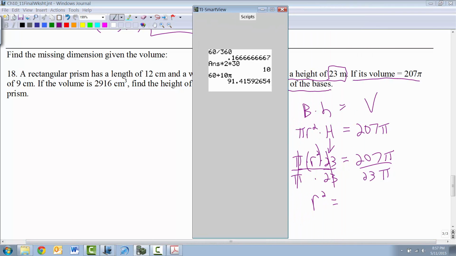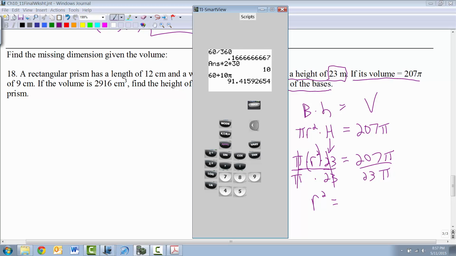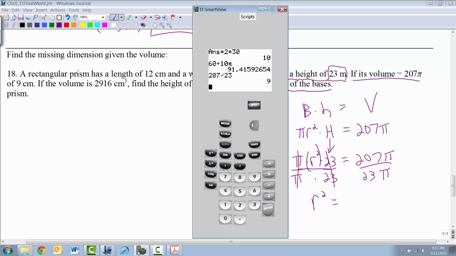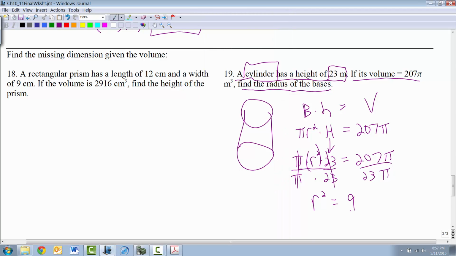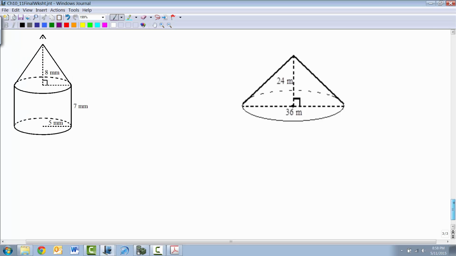Oh boy, mine looks a little weird. I can't even see my buttons. Well, that's weird. 207, where's the divide button? Divided by 23 pi. Love this computer. Hey, that's nice. 9. So what does r equal? Root it. And r equals 3. Boom shakalaka. All right, and then the last one of the day.